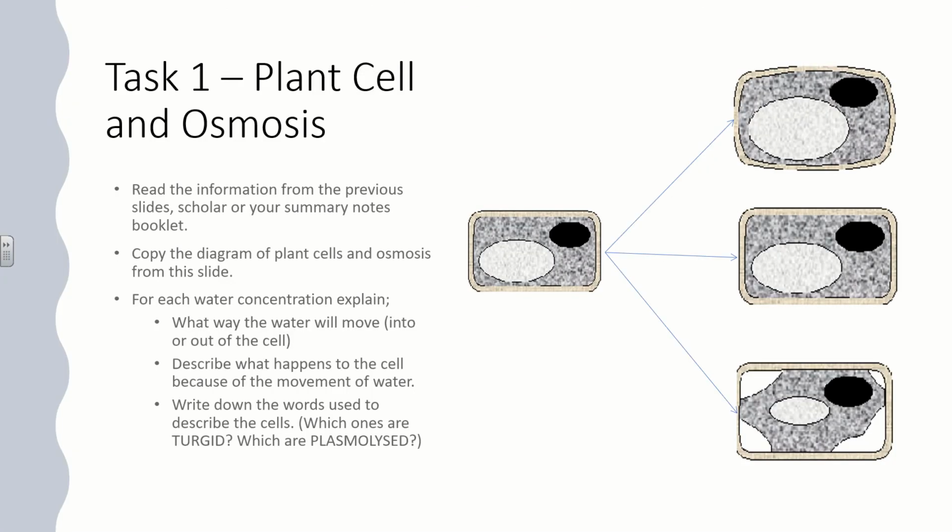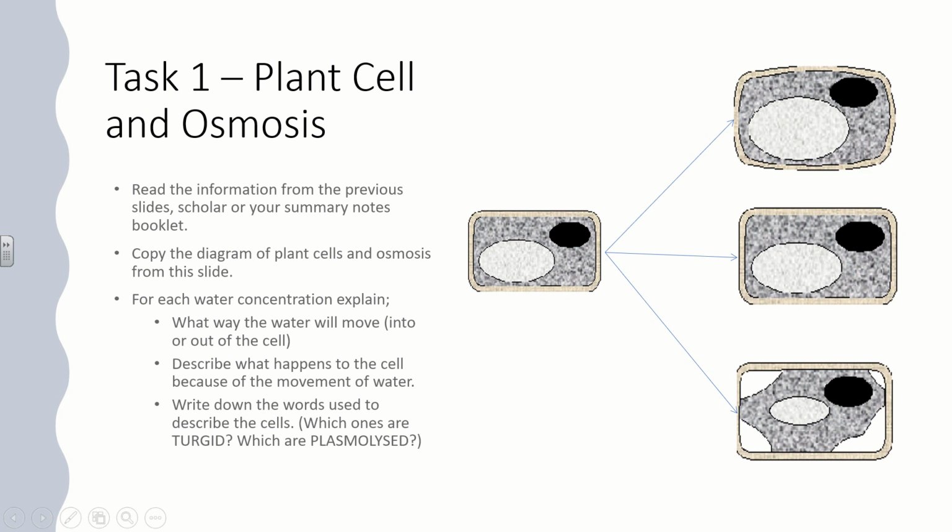In task 1, you should copy the diagram on this slide, which shows the effect of osmosis on different plant cells. Using the information on the previous slide, Scholar or your summary notes, answer the questions here. Which way will the water move into or out of the cell? Describe what happens to the cell because of the movement of water, and write down the words used to describe the cells. For example, which ones are turgid, which ones are plasmolysed. Use the PowerPoint rather than a video to complete this task.